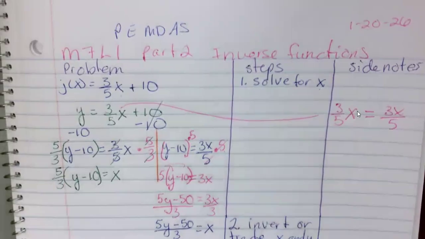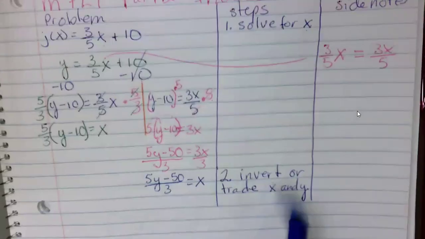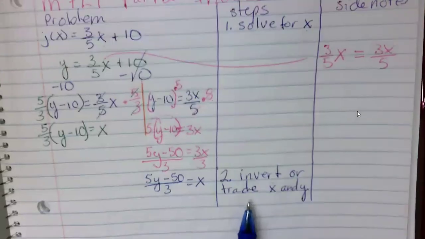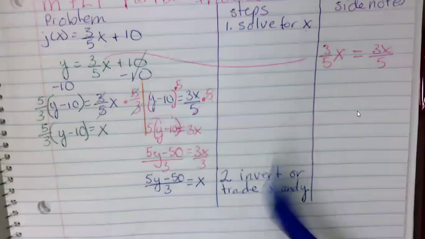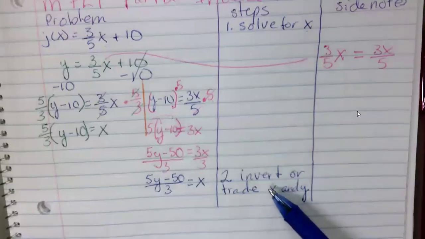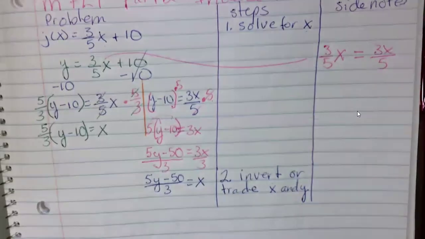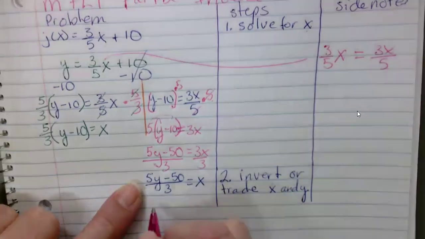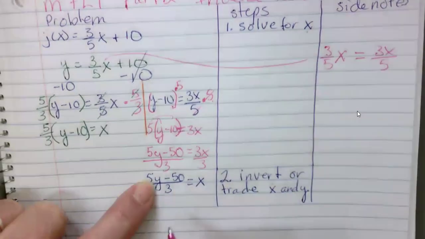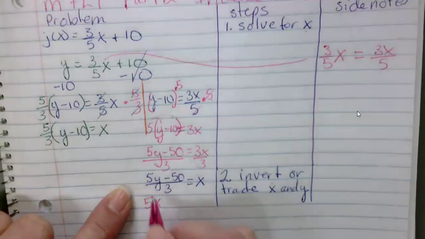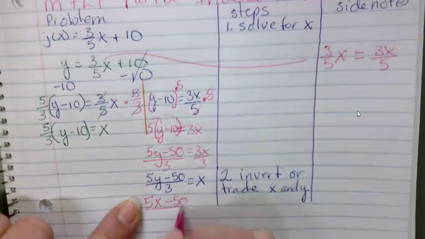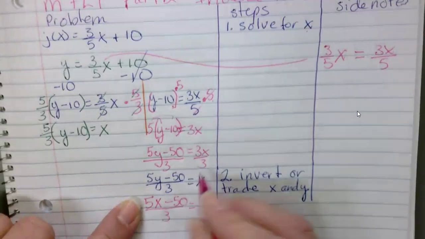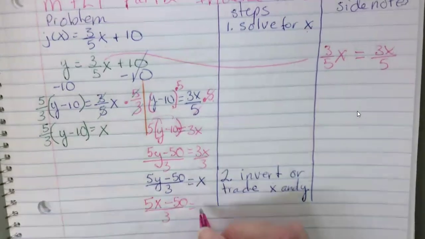Okay? And I use the word invert instead of just trade or change or swap or switch because this is called inverse functions. So I want to have that word inverse or invert in there. So I am literally going to write the problem again, but where I have my y, I'm going to make it an x. So now it's going to be 5x - 50 over 3 equals, I'm going to change my x to a y.